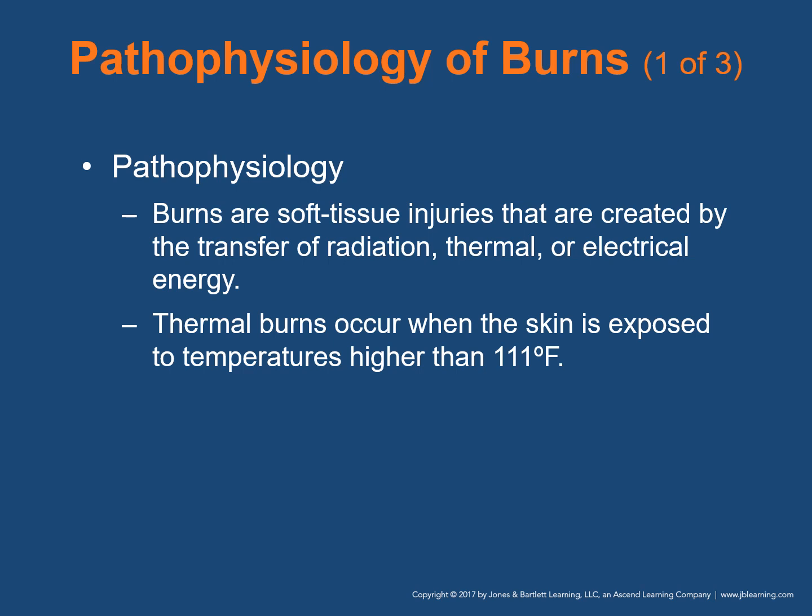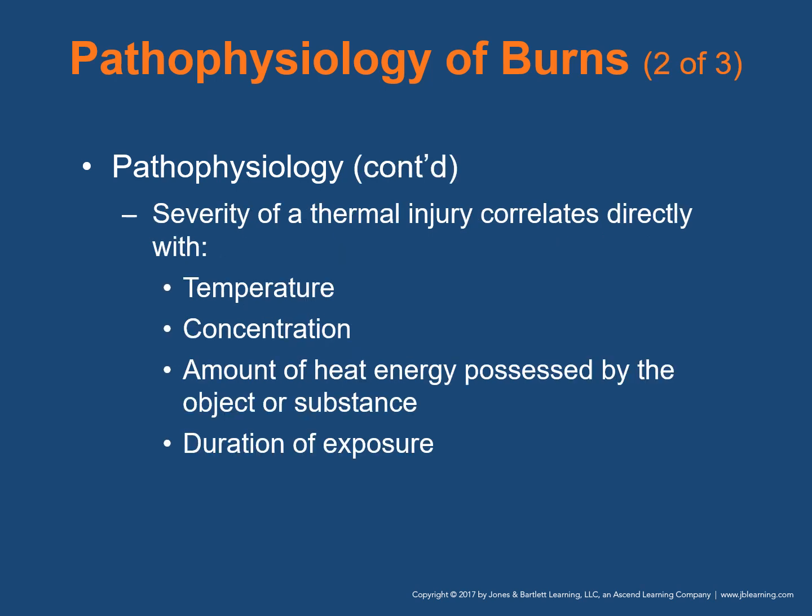Let's discuss the pathophysiology of burns. Burns are soft tissue injuries that are spread out over large areas and are created by the transfer of radiation, thermal, or electrical energy. Thermal burns can occur when the skin is exposed to temperatures higher than 111 degrees Fahrenheit or 44 degrees Celsius. The severity of a thermal injury correlates directly with temperature, concentration, and the amount of energy possessed by the object or substance, and the duration of exposure.